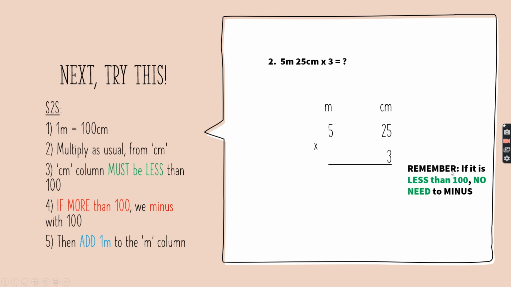Now remember, if it is less than 100, you do not need to minus it with 100. So whatever numbers you got right here, if it is less than 100, you do not need to minus it with 100. So you just leave it right here. And then you continue multiplying as usual. So your answer should be 15 meters 75 centimeter.